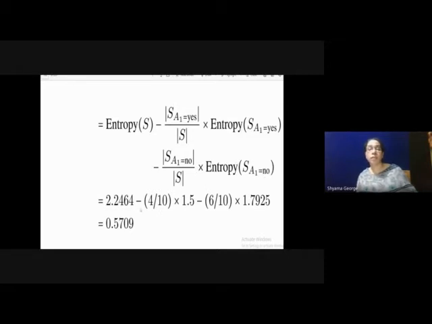That is, the entropy of the whole data set is 2.2464 minus 4 by 10 into 1.5 minus 6 by 10 into 1.7925. That is equal to 0.5709. This is the gain.